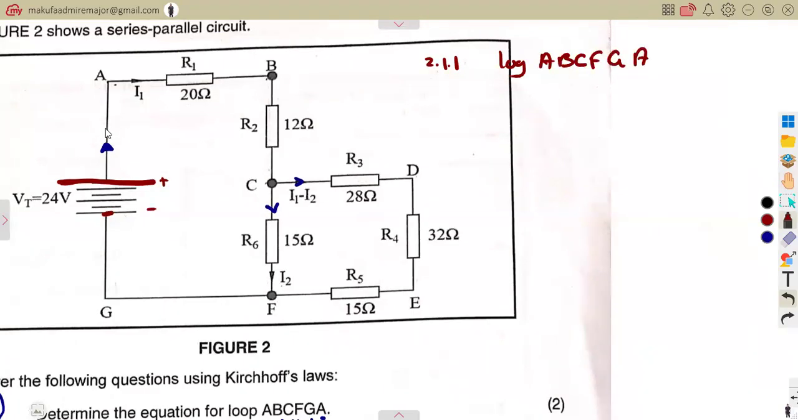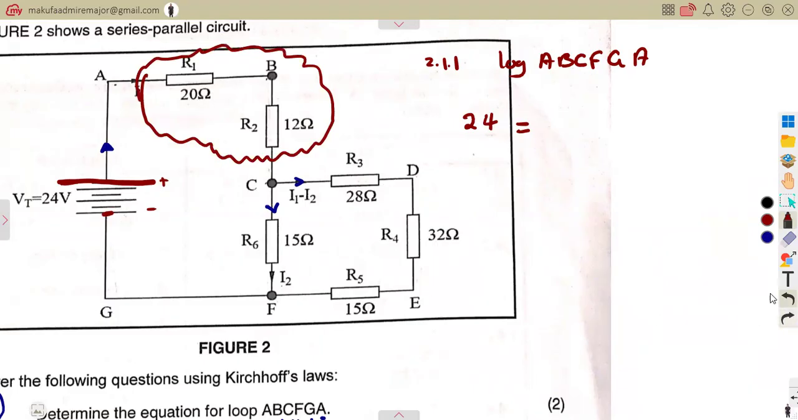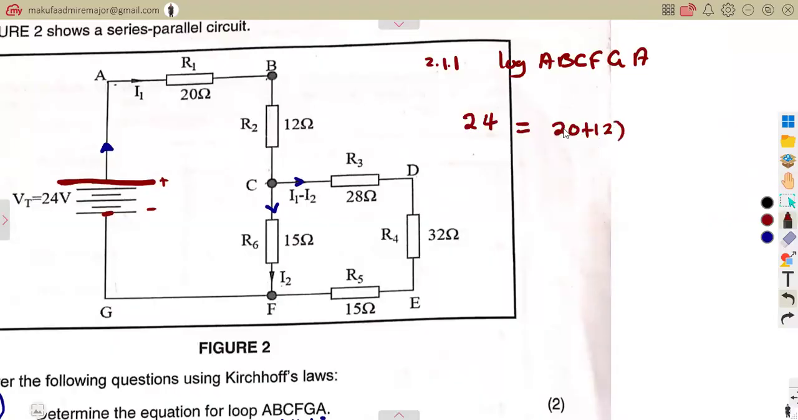Remember that the voltage we are given in this closed loop is supposed to be equal to the sum of the voltage drops. Like I said, this was a wrong presentation, supposed to be positive, negative. So you take it as positive when it is like this. So 24 is equal to the voltage drop. This current affects resistor 1 and resistor 2 together. So we're going to have 20 plus 12. Remember, resistance times the current, so we multiply by I1.